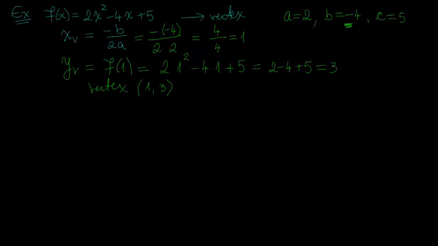And because the coefficient a is 2, which is positive, my graph is going to be concave up. We can visualize that. So I have a concave up graph, and therefore my vertex is a point of absolute minimum.